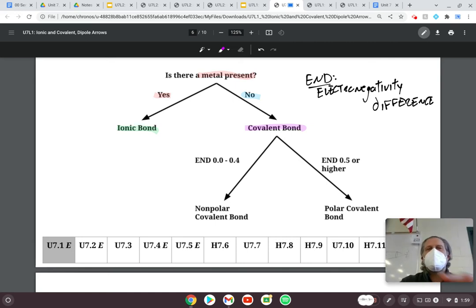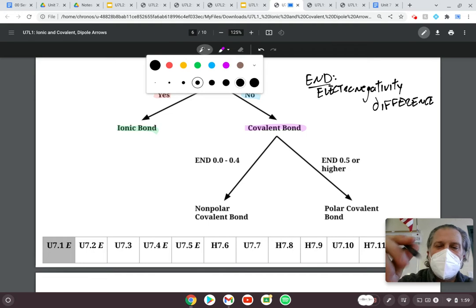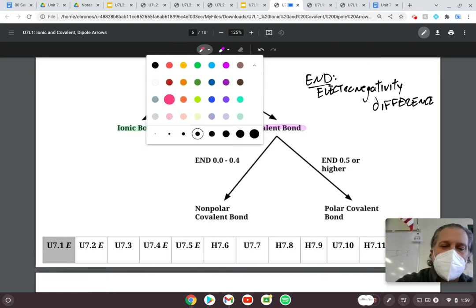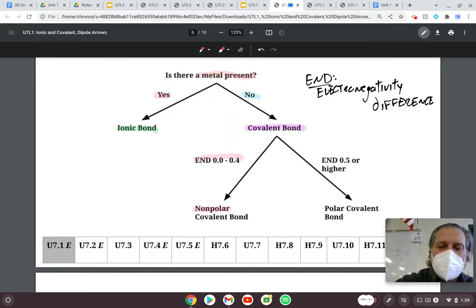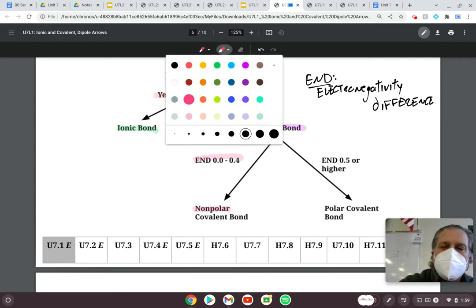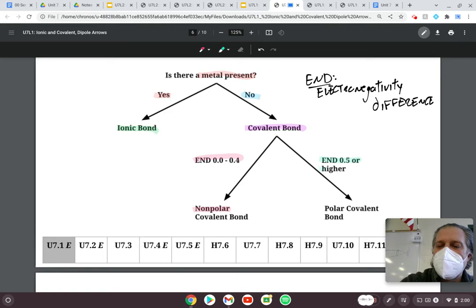So electronegativity difference is a value. And in math class, the word difference should tell you to do what mathematical operation? Subtract. So if we take two atoms and calculate their electronegativity difference, and it is somewhere in the region of 0 to 0.4, then you have a nonpolar covalent bond. If the electronegativity difference is 0.5 or greater, you have a polar covalent bond.